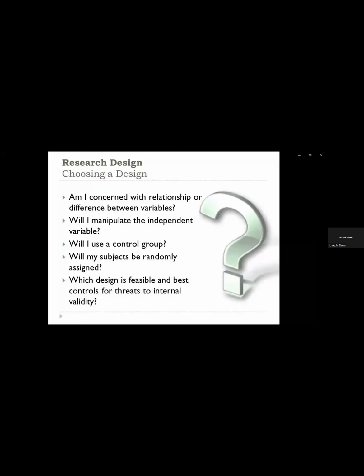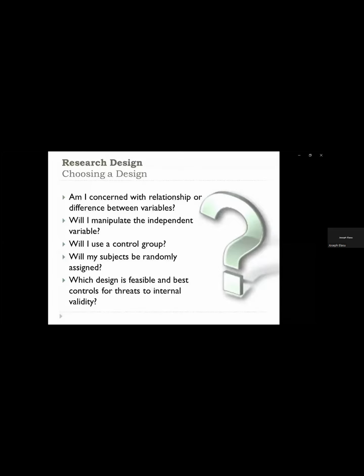Now, if you're looking at the difference between variables, or whether two groups are different, you then have some type of group comparison. So the next question you're going to ask is, will I manipulate the independent variable? If your answer is no, it's already occurring within the environment, then you have a causal comparative design, which is a type of ex post facto design. So you have causal comparative. If your answer to that question is yes, I am going to manipulate the independent variable, then you need to keep asking yourself these questions.